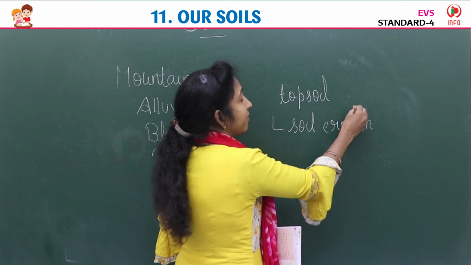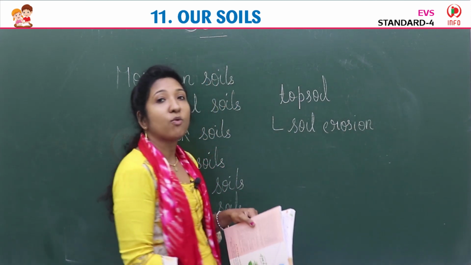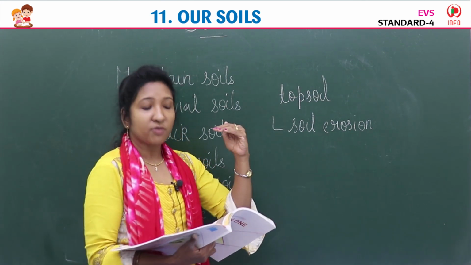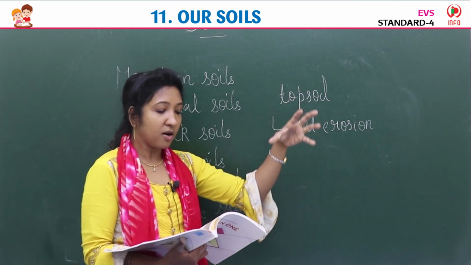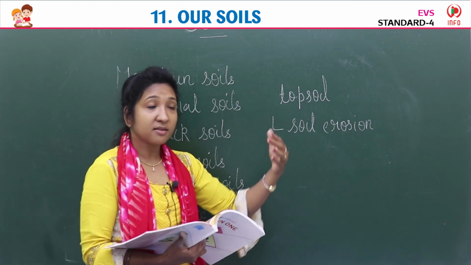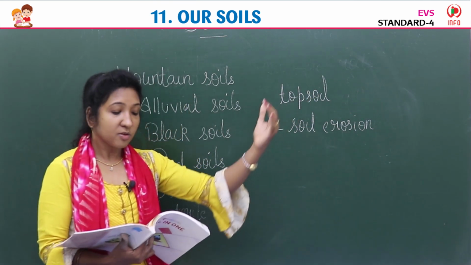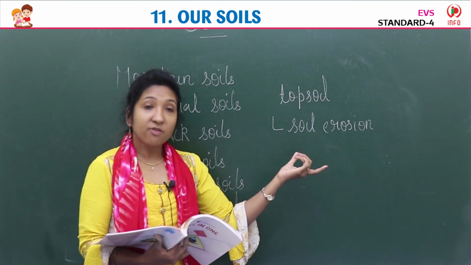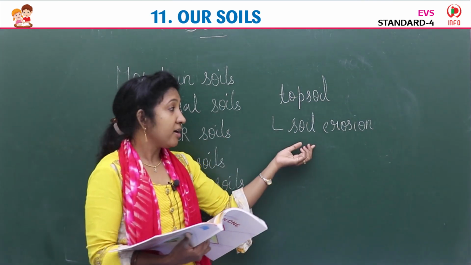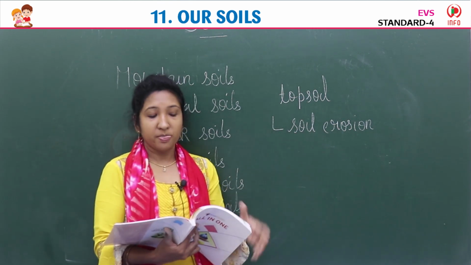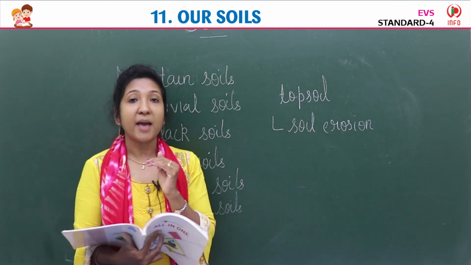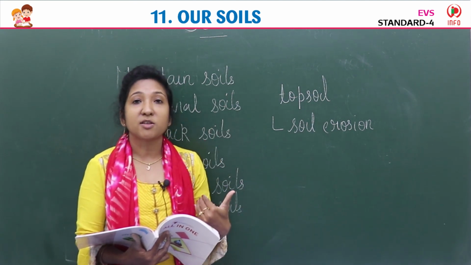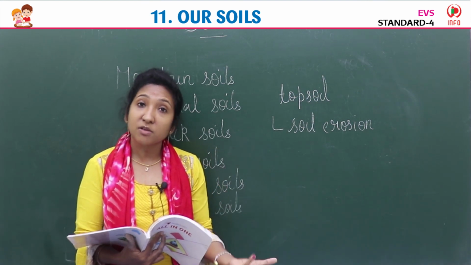By heavy rain or wind, what happens, you know? They carry out all the nutrients from the soil, we say. All those things that soil contains, they wash away. So the removal of this topsoil by heavy rain, wind, is called soil erosion. When soil erosion happens, it reduces the quality of the soil, or the soil's fertility will be lost.